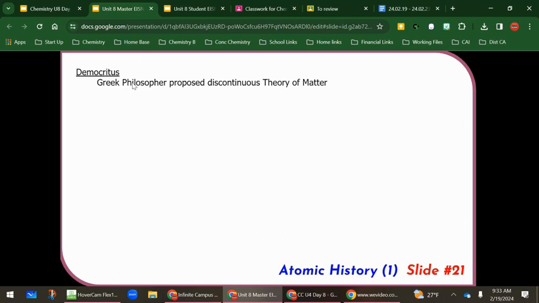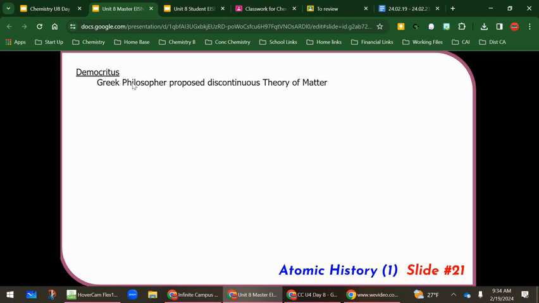Is he on your list? Yeah. Started the idea of the atom, said they're indivisible and indestructible. Those are the three things I would know about him. Gave us the term atomos. Okay? Greek philosopher, not very important. This continuous theory of matter means that matter does have a smallest piece, a smallest particle. Okay?